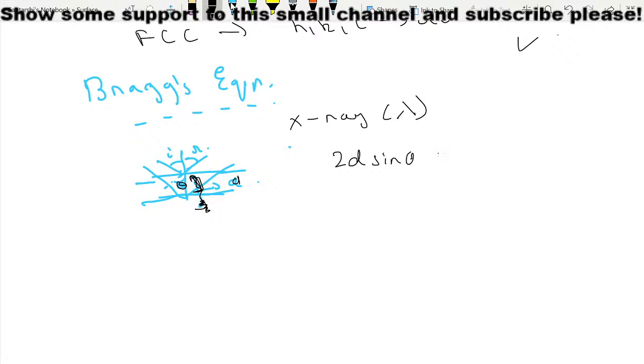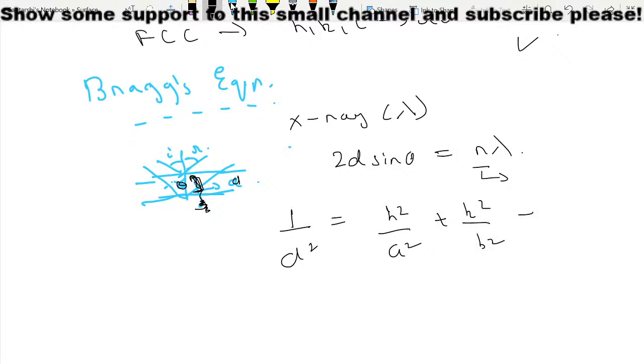Okay. So he said that 2d sin theta equals n lambda, where n is the order of reflection, taken as 1, 2, 3 as given in the question paper. And what's the relation between d and your hkl? 1 by d squared is equal to h squared by a squared plus k squared by b squared plus l squared by c squared. Here a, b, c are the lengths of the lattice, or the edge lengths you can say, and h, k, l are the Miller indices.